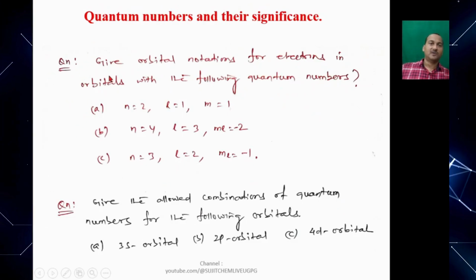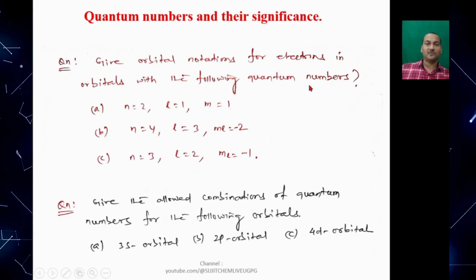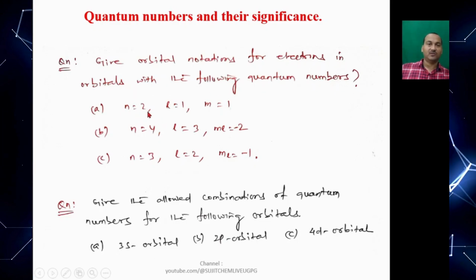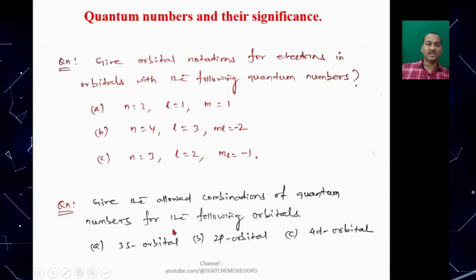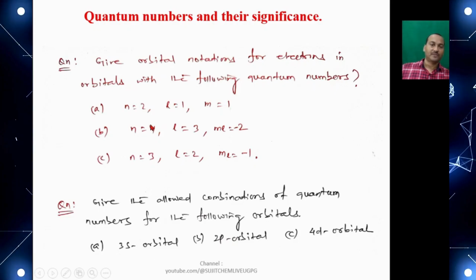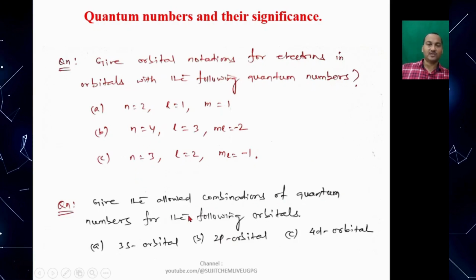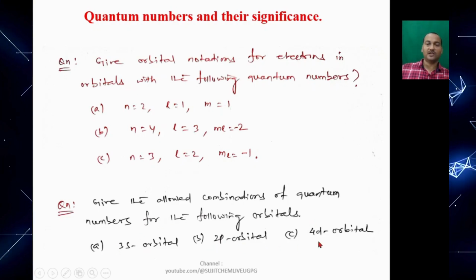So let's try another problem. Give orbital notations for the electrons in orbital with the following quantum numbers: n equal to 2, L equal to 1 and M equal to 1. So these are the problems for you, try on your own. Similarly, give the allowed combinations of quantum numbers for the following orbitals: 3s orbital, 2p orbital and 4d orbital.